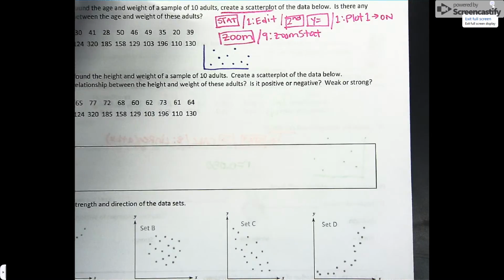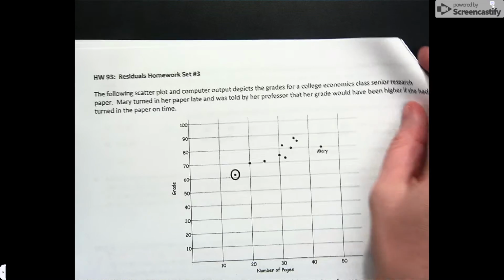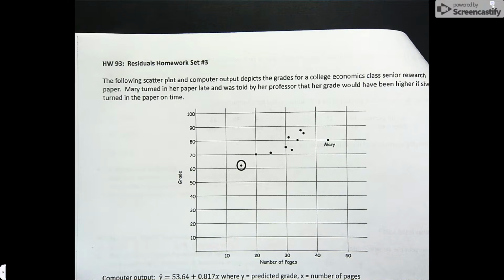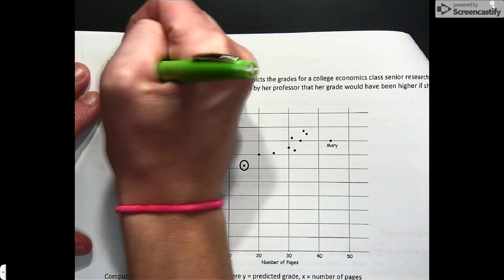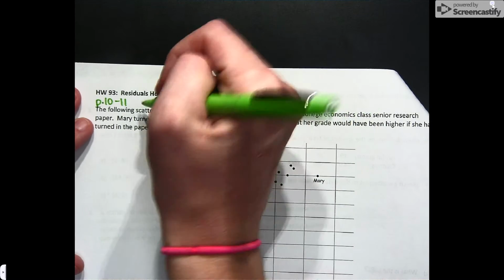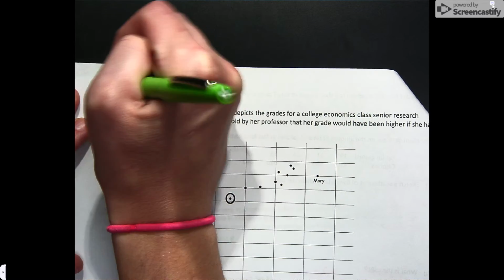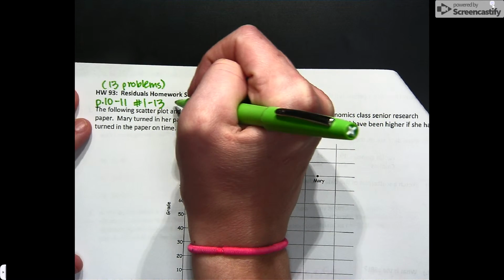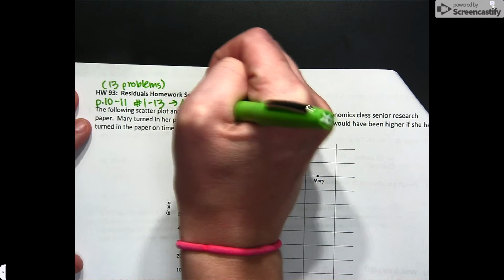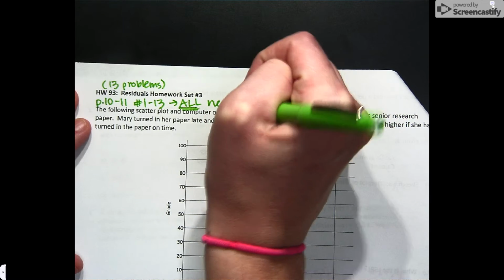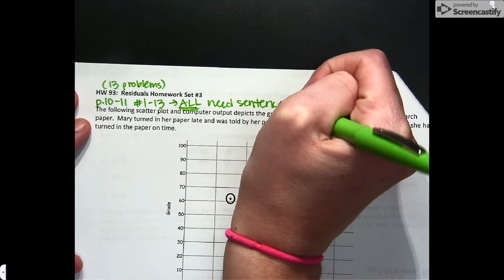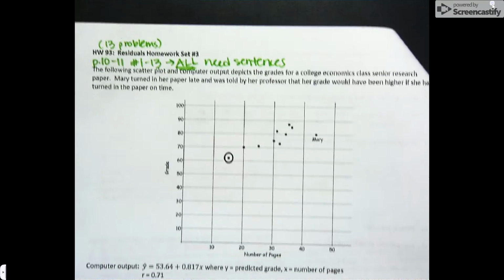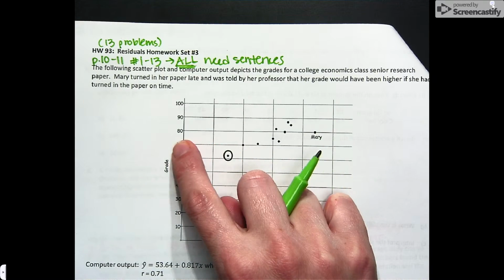So that is your very last lesson in statistics for this school year. So let's go ahead and talk about your homework. So this is going to be on page 10 and 11 in your packet, and it's numbers 1 through 13. So obviously I'm going to count it as 13 problems, but every single one needs a sentence. So all need sentences. There's a couple times that they ask you to calculate an outlier.